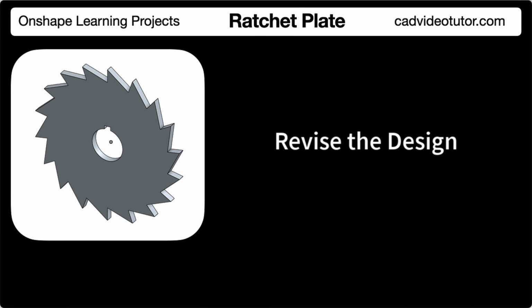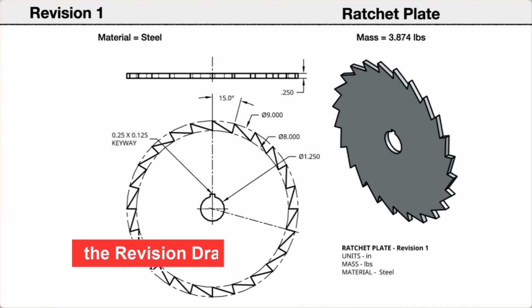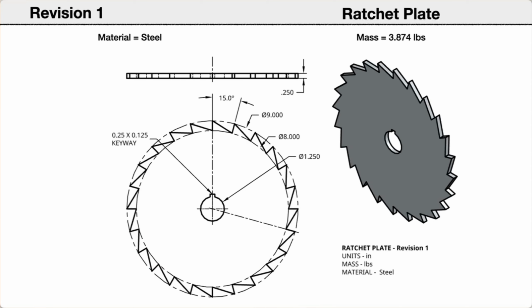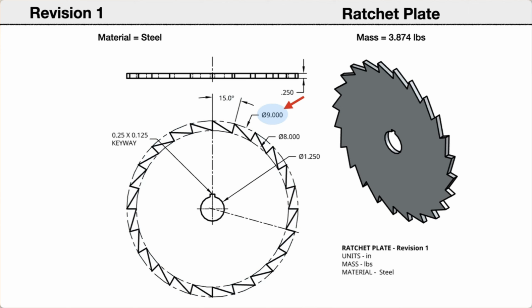In this segment, we will make some revisions to the design and check if our design intent has been applied correctly. We will start by reading the revision drawing to identify the features that will be changed. First, number of teeth along the outside edge has changed to a total of 24. This results in the angular length of each tooth changing to 15 degrees. Also, the diameter of the plate has changed to 9 inches. All of the other features remain the same.